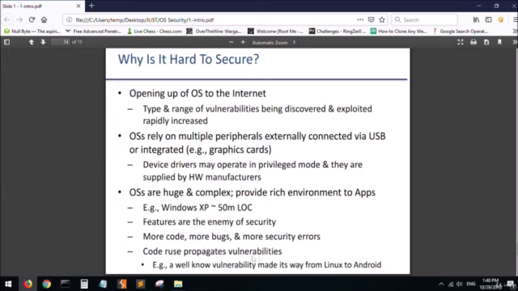Code reuse propagates vulnerability. For example, there was a well-known vulnerability that made its way from Linux to Android. I think it's Android. I forget, but you can read about it. I forgot to put it in, in fact. But there was a very well-known vulnerability because, as you know, Android is adapted from Linux.